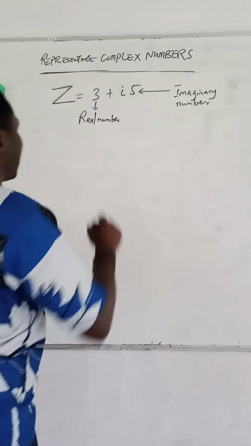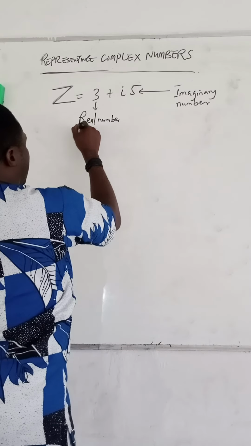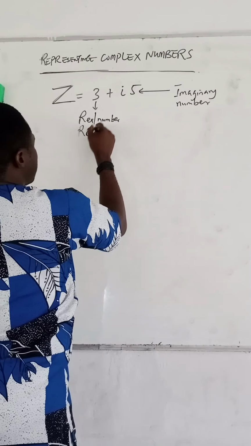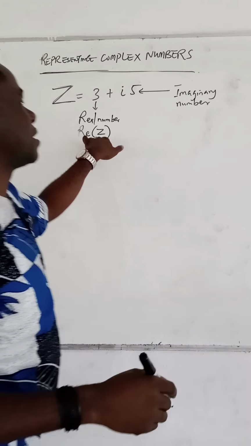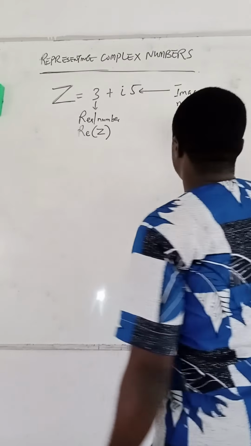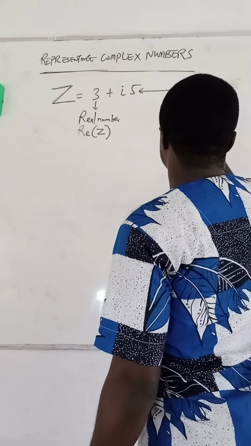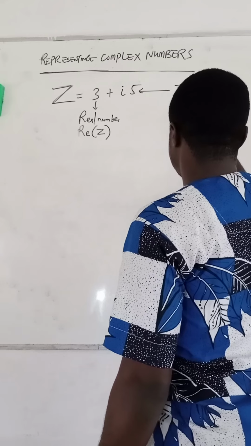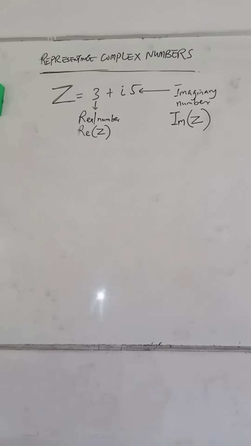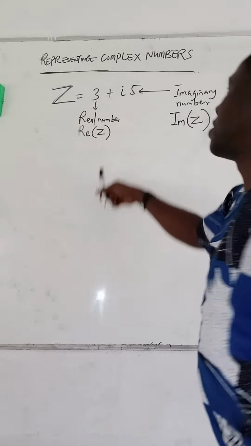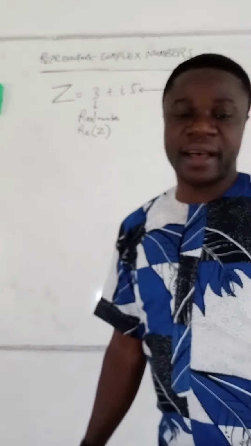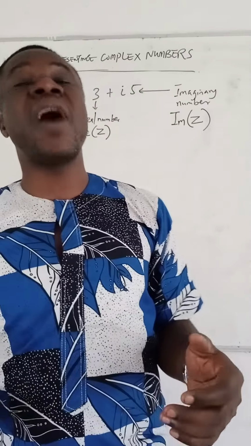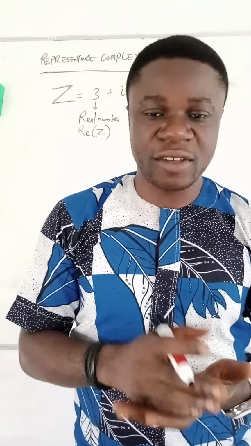So if this is a real number, that means the real number part of the complex number can be represented like this, while the imaginary number part of that particular complex number can be represented like this. So this is the real number part of this complex number, Z, and this is the imaginary part of the complex number, Z. It is very important that we know how to represent complex numbers.